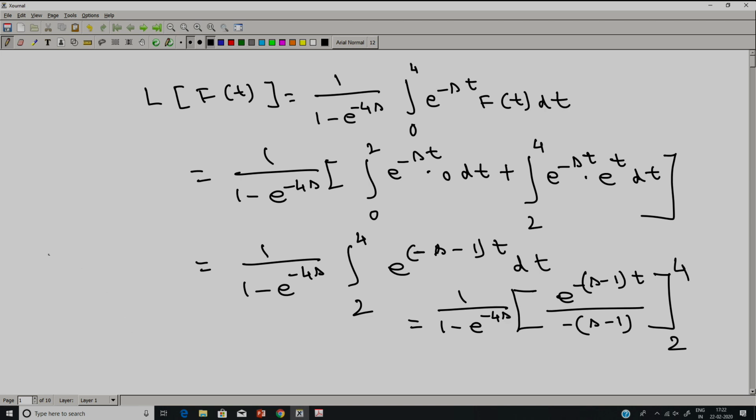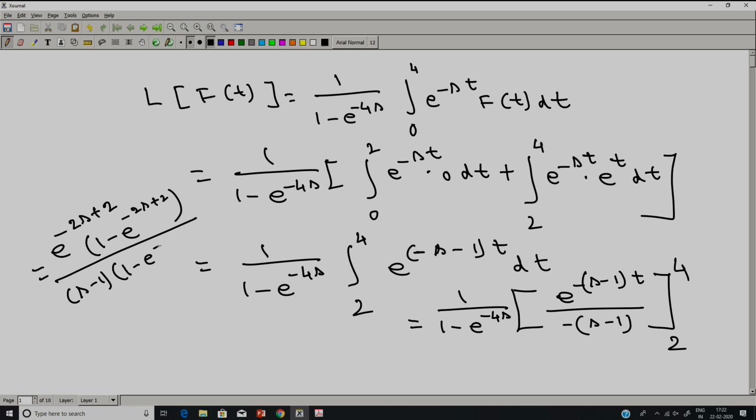If I evaluate, I am directly writing the result, because you may have some more questions on other things. So, it is e power minus 2(s minus 1) into (1 minus e power minus 2(s minus 1)) divided by (s minus 1) into (1 minus e power minus 4s). If you evaluate this integral, you will obtain this result, and I think the correct answer is option C over here.